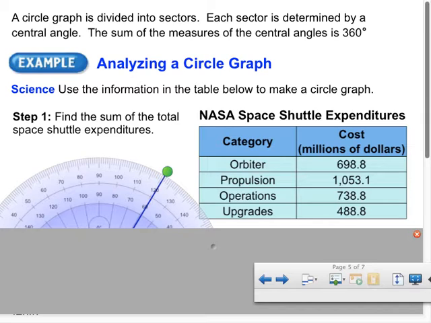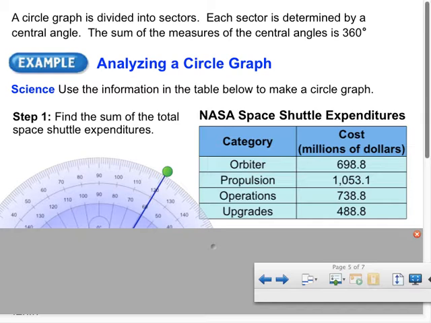A circle graph is divided into sectors, or we can also call those sectors what? Because of the W, wedges. Each sector is determined by a central angle. So we're going to try to figure out what our central angle is so we can make a circle graph. Now, in Connexus, you're not going to be expected to make a circle graph, but you might be expected to calculate the central angle. So that's what I'm going to walk you through. But I'm also going to draw the circle graph.